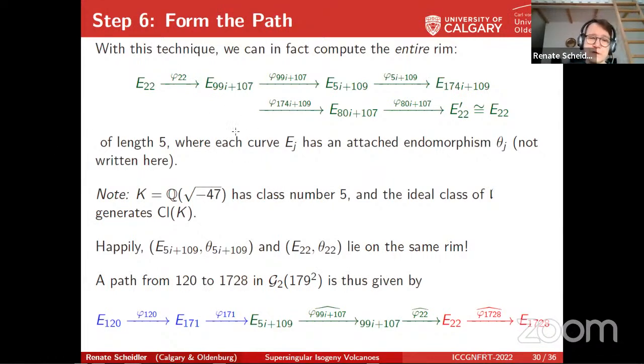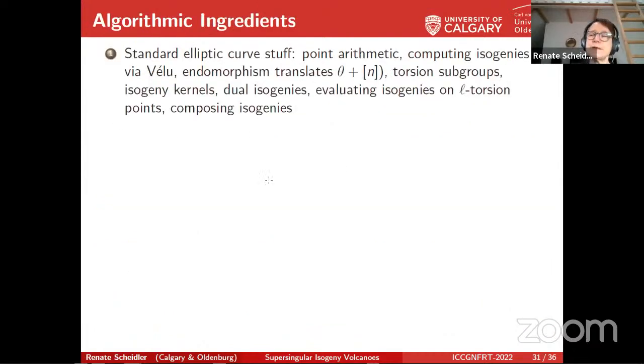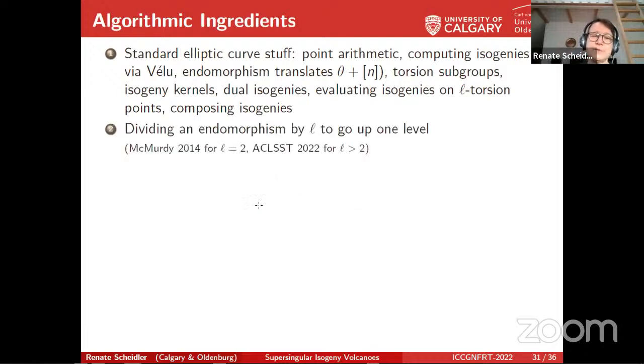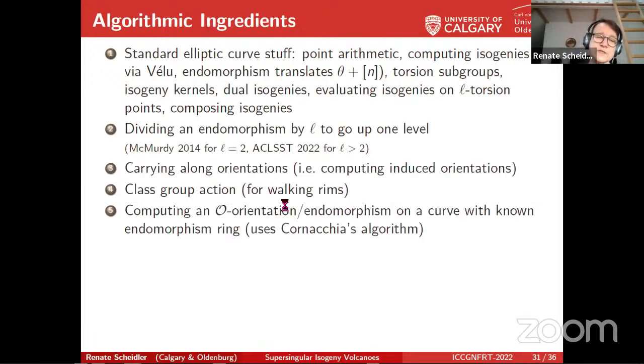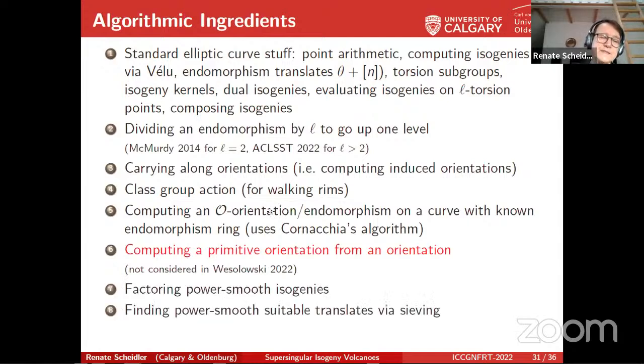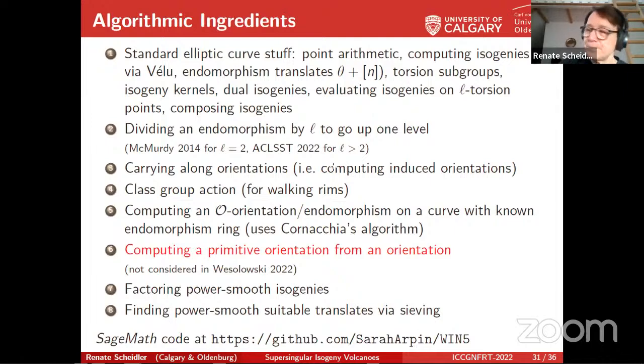Okay, I want to mention a couple of other results. So actually, I want to mention our algorithmic results now that you've seen the algorithms in action. There are a lot of algorithmic ingredients. I don't want to get into standard elliptic curve stuff, I'm just going to skip this. Suffice it to say that all our code is at this GitHub repository. So we haven't worked out the example and annotated it yet, but the code's all there if you want to see it.